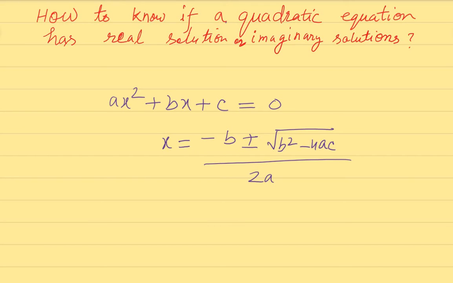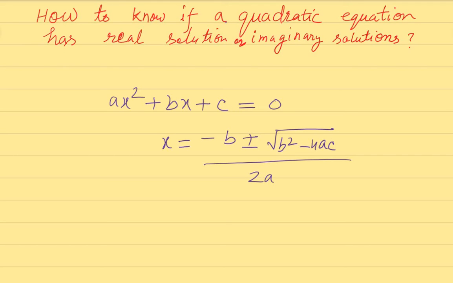Hello friends, in this video we will learn how to know if a quadratic equation has real solutions or imaginary solutions. We know that the quadratic equation is of the form ax square plus bx plus c equals 0, where a is the coefficient of x square, b is the coefficient of x, and c is the constant.